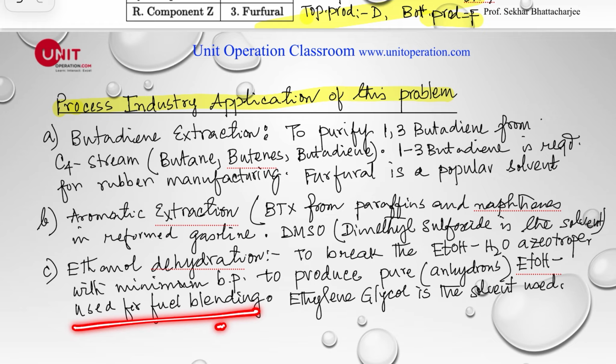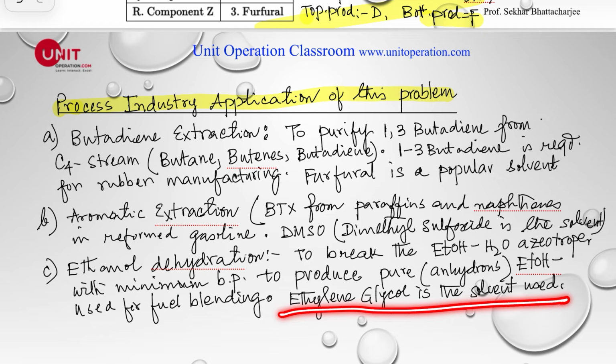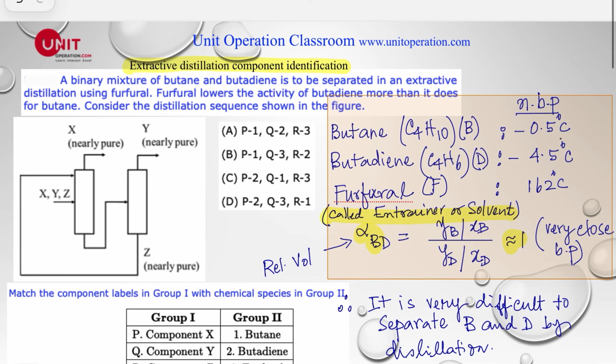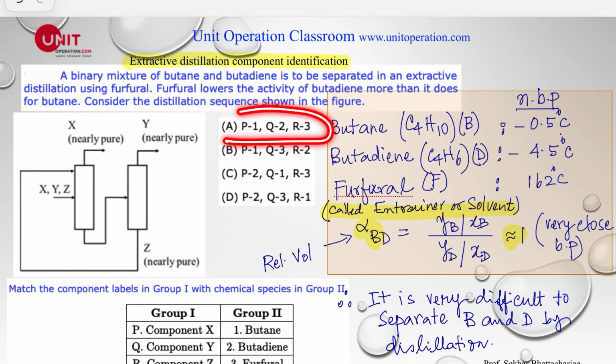So this has a tremendous application these days with fossil fuel problems. Ethylene glycol is a solvent particularly used. So extractive distillation has tremendous application in our chemical process industries. So again, A is the correct option.